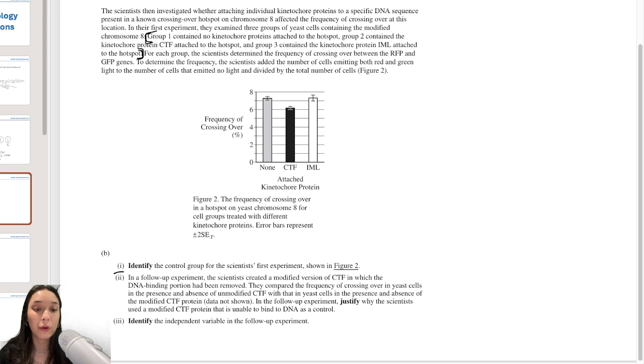B part 1 is very straightforward. It says identify the control group for the scientists' first experiments shown in figure 2. So they're asking what is the control group for this. You guys should remember that control groups are what you're comparing it to. Now in this experiment, you're trying to see the effect of having different kinetochore proteins attached to that hotspot. So your control group, what you're comparing it to, is going to be the one that has no kinetochore proteins, because you're going to take your CTF and compare it to this, you're going to take your IML and compare it back to this to see if there's a difference. So your control group, all you would have to say is the group with no kinetochore proteins.